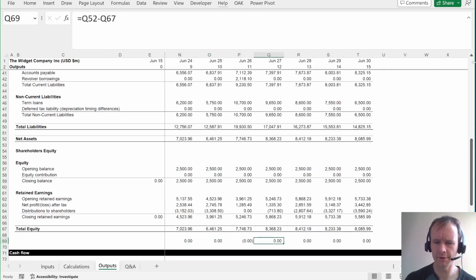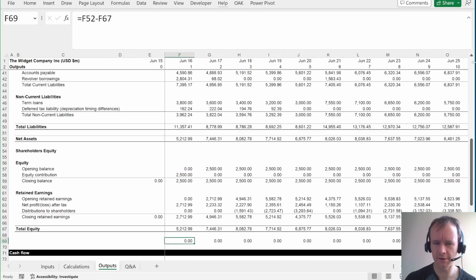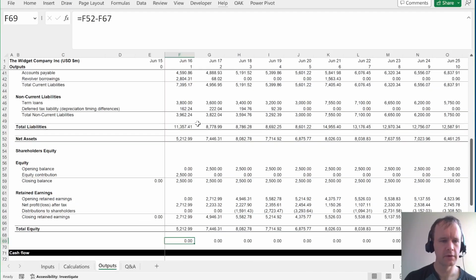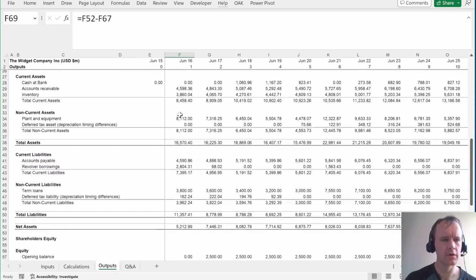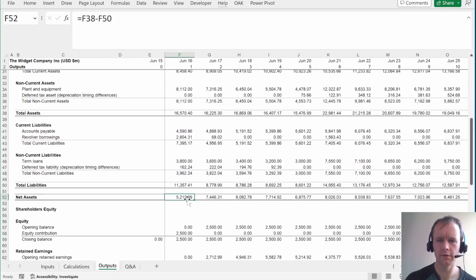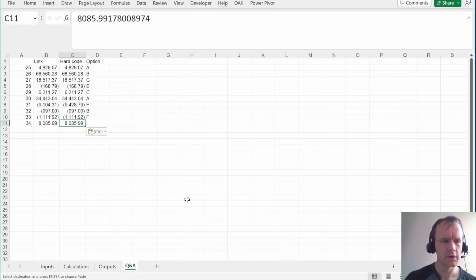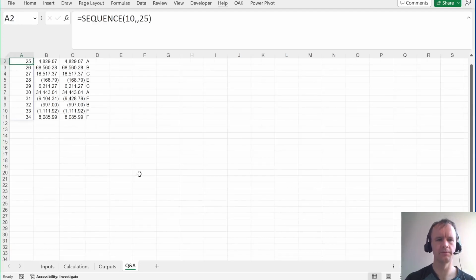Okay. Maybe something just hadn't finished calculating, because now it does seem like it's balancing every period. Okay. Happy days. All right. So what's the question? Total net assets June 2030 under the base scenario. Net assets June 2030: 8085.99. That's an F. Okay, cool.